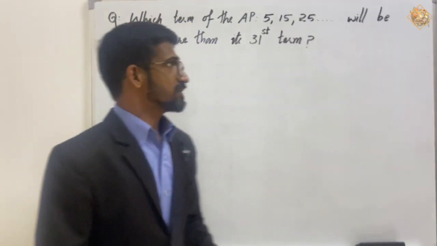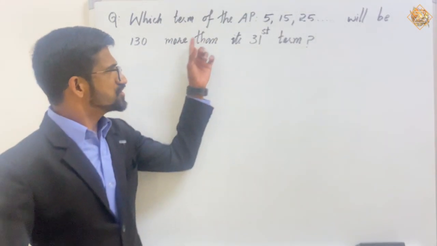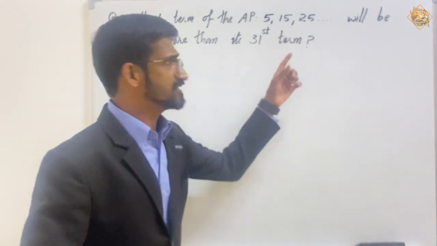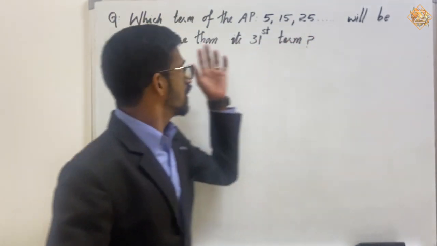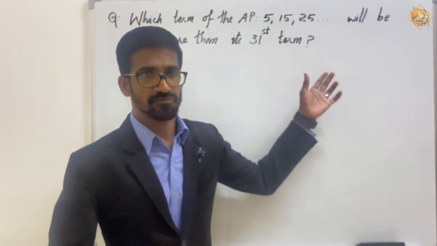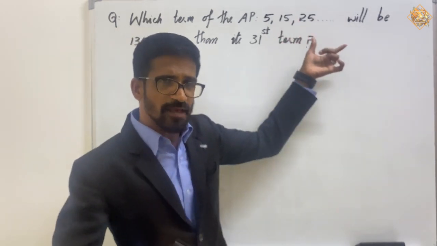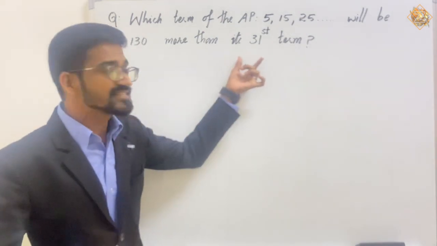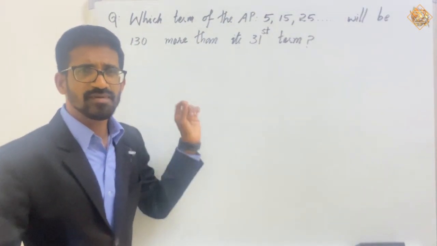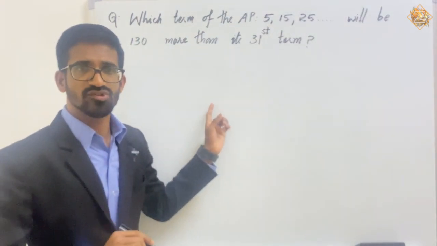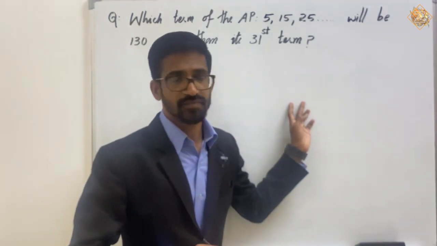Okay, students, now please look at the board. Which term of the AP 5, 15, 25, etc. will be 130 more than its 31st term? An AP is given and the question here is, which term of this AP is 130 more than its 31st term? It is a similar question to your textbook, page number 106, question number 11.